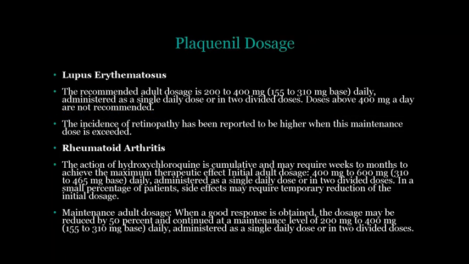For rheumatoid arthritis or inflammatory arthritis, it's given in a dose of 400 to 600, sometimes lower, administered as a single dose or in 2 divided doses. In a small percentage of patients, side effects may require temporary reduction in the initial dose. When a good response is obtained, the dosage may be reduced by 50%, and maintenance doses may be continued.